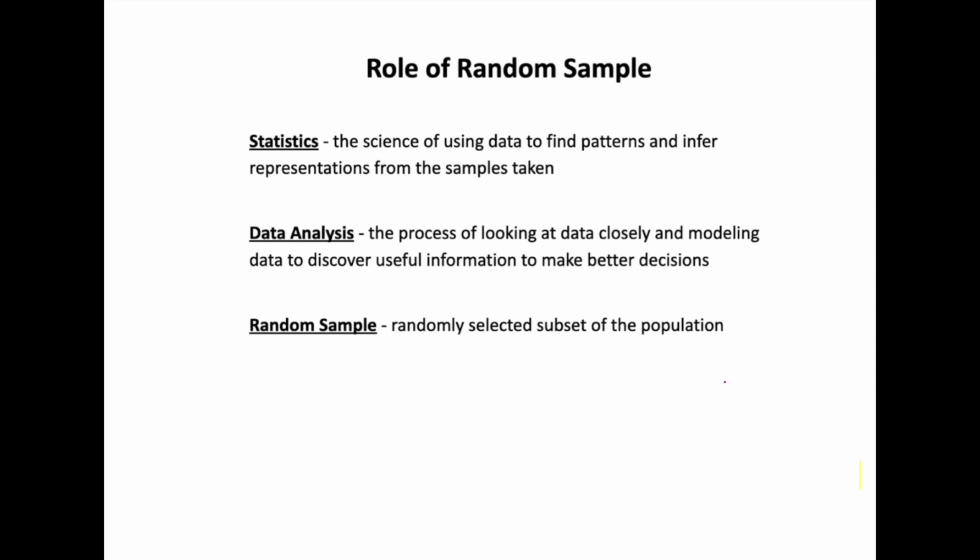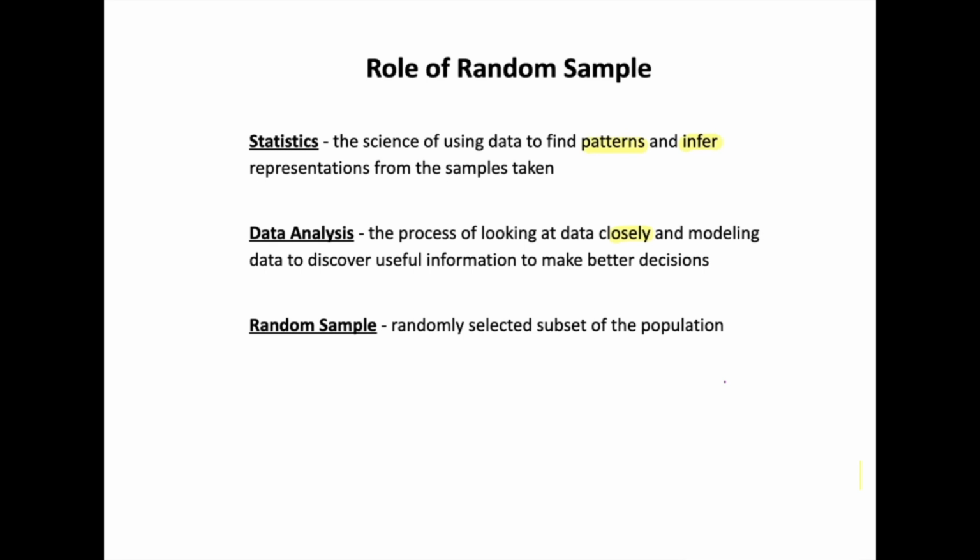In this video, we're going to talk about the role of a random sample. Statistics is the science of using data to find patterns and infer representations from the samples taken. When taking data on something, we need to know what that data is going to tell us. Data analysis is a process of looking at the data closely and then modeling the data to discover useful information to make better decisions. When we collect data, it's important to have a random sample.